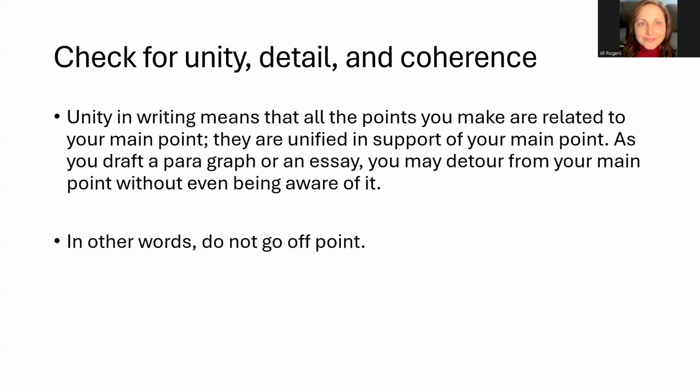Okay, so when you're revising, you need to check for unity, detail, and coherence. What does unity mean? Unity means that all the points you make are related to their main point. They are unified in support of your main point. As you draft a paragraph or an essay, you may detour from your point without even knowing about it. In other words, just don't go off point. You have to be focused on it. It has to be unified. I'll give you some examples of going off point. Or one example, I think.